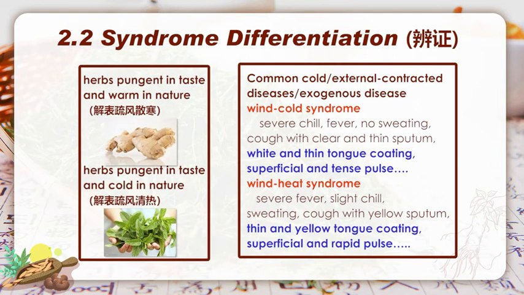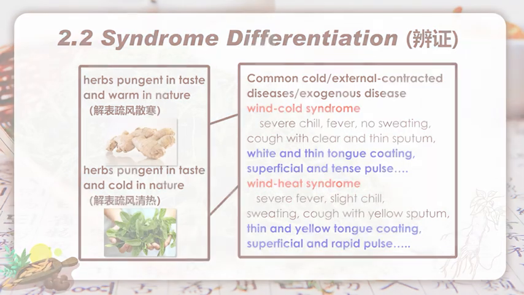Speaking of treatment principle, in wind cold, we will apply pungent and warm herbs. For herbs with pungent and warm nature can release the exterior and scatter wind and dissipate cold. In wind heat, pungent and cool herbs will be applied instead. For herbs with pungent and cool nature can release the exterior and scatter wind and clear heat. So, this is the syndrome differentiation and the implementation of treatment accordingly.